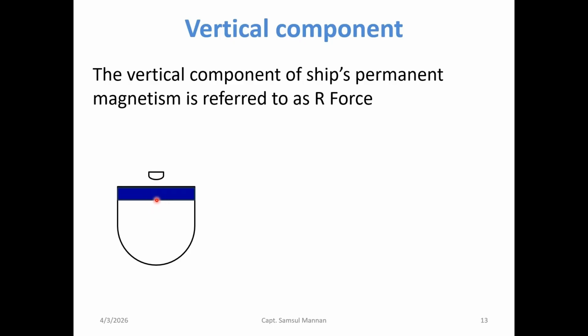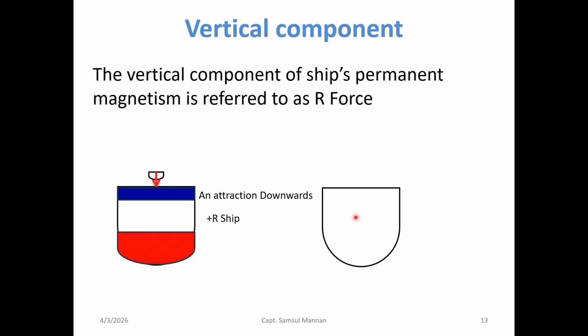So if during construction the deck or monkey island or top side of the ship has a blue pole, what will happen? That blue pole will attract the compass needle, and the compass needle will feel an attraction downwards, right? This type of ship we call plus R ship. However, when the ship is stable, with no list or heel, this type of R force will not have any impact.